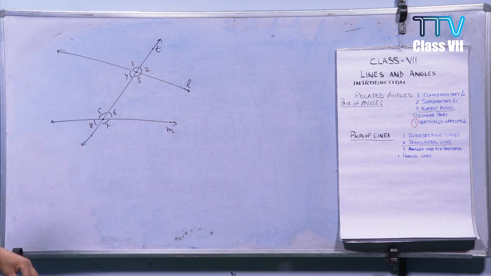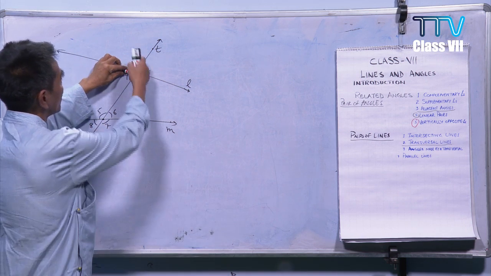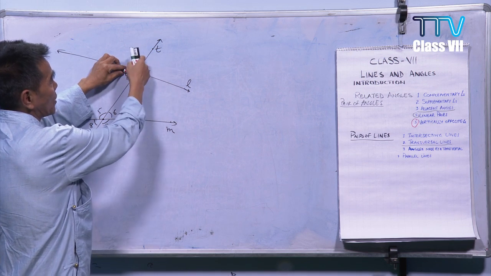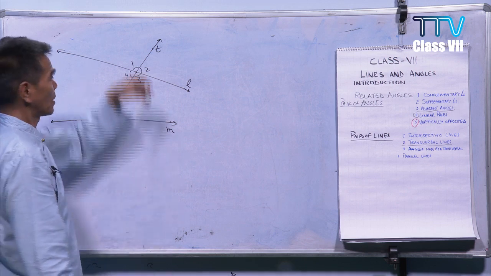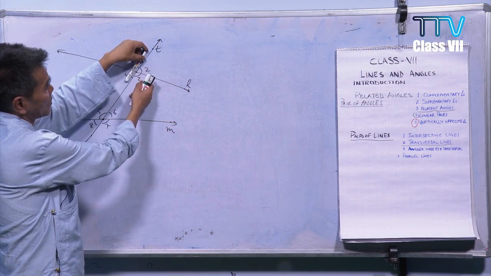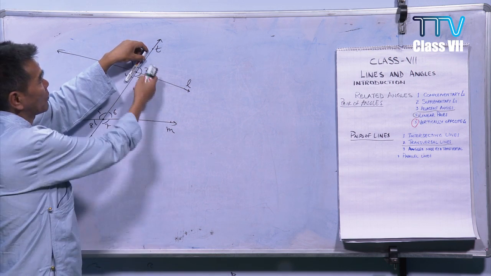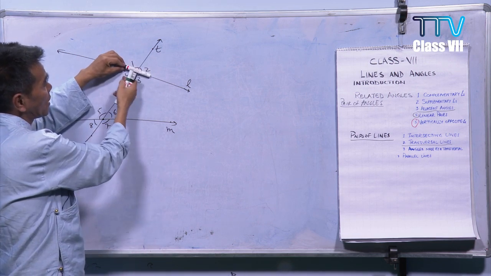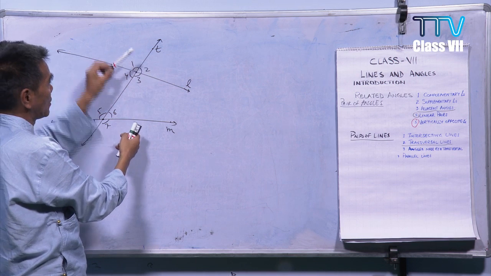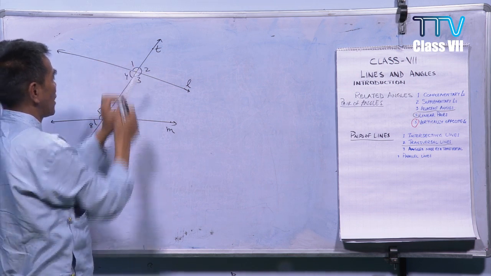Now, angle 1 and angle 2 form a straight line, so angle 1 and angle 2 are a linear pair. Therefore the sum of these two angles is a straight angle. Similarly, angle 2 and angle 3 are a linear pair, because the sum of these two angles forms a straight angle. Angle 4 and angle 3 are adjacent angles, and angle 4 and angle 1 are adjacent angles.